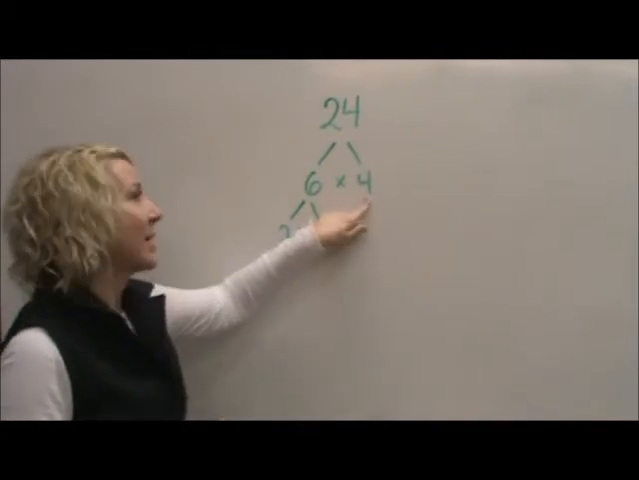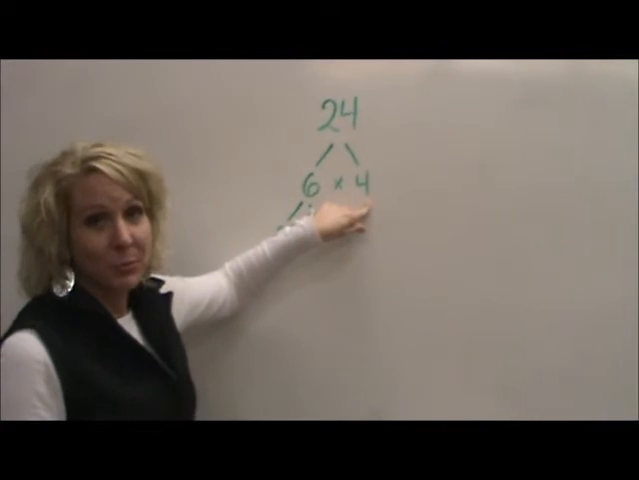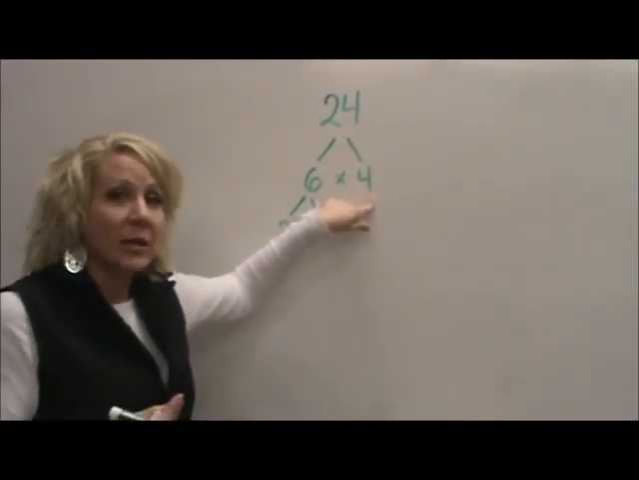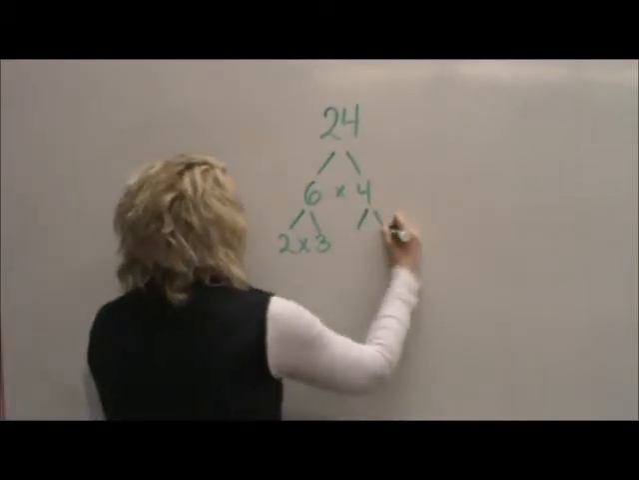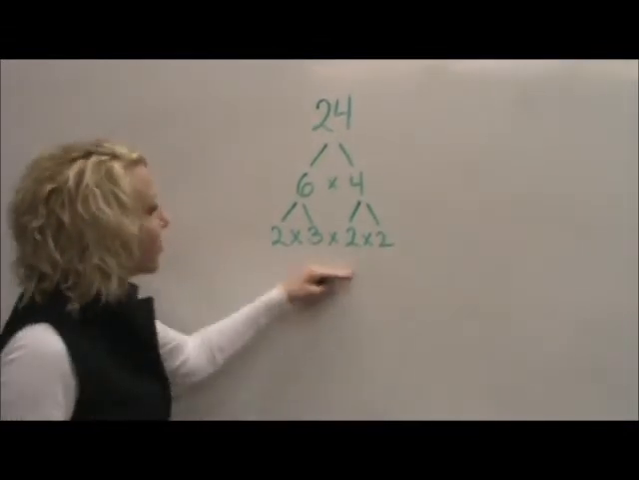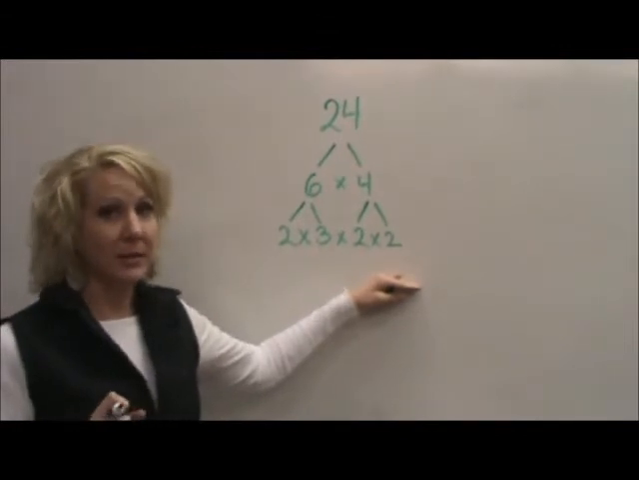Now let's go to the other factor, 4. 4 is also a composite number still, so we need to break it down even further. So what two factors could I use to break down the number 4? 4 can be created with 2 times 2. Now we look at the third level of our factor tree and we have to figure out if we have prime or composite numbers in this level.